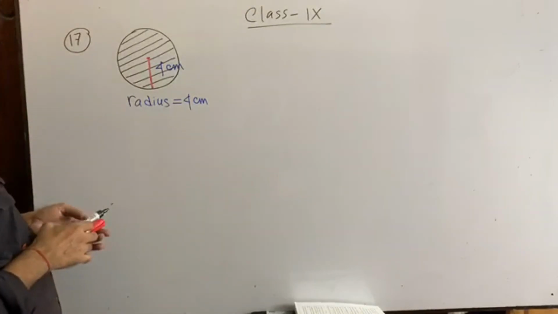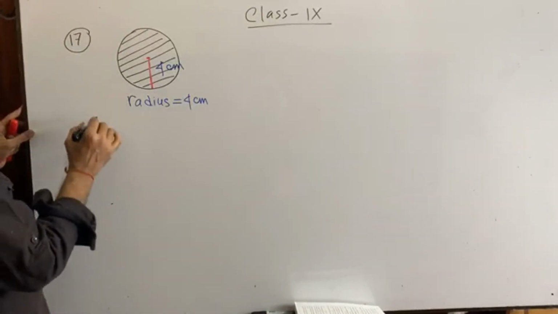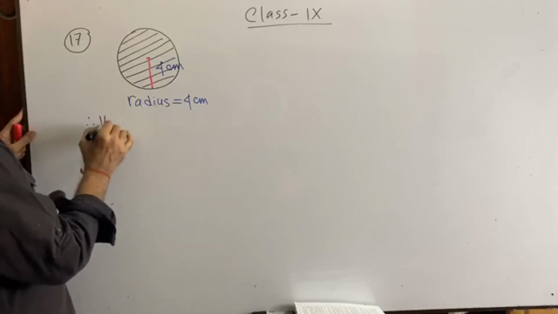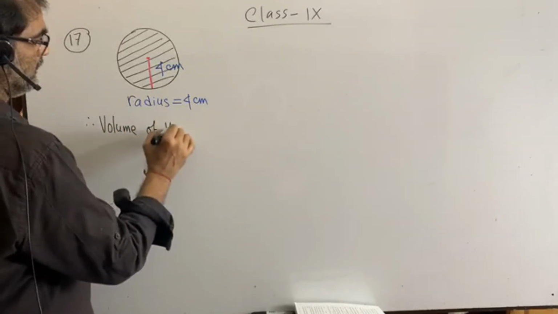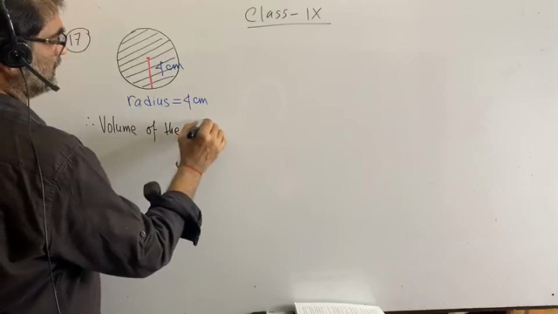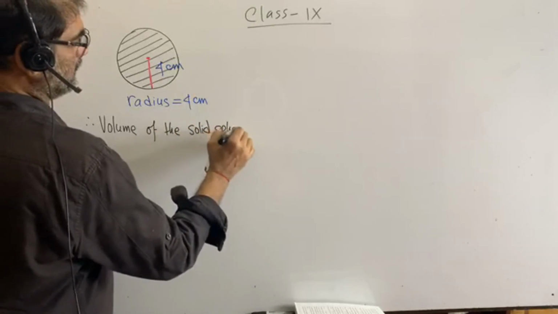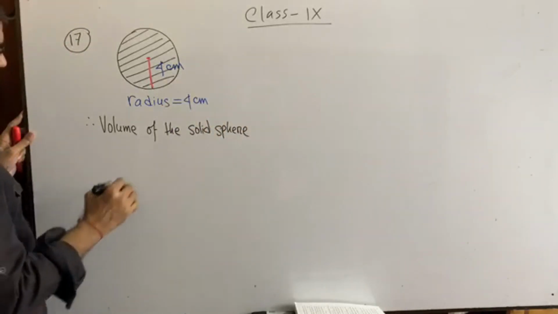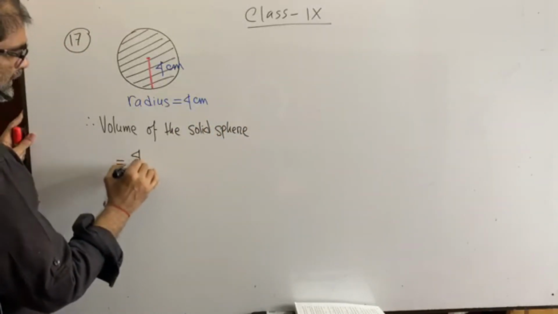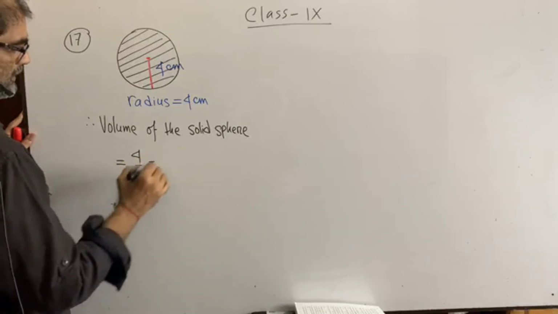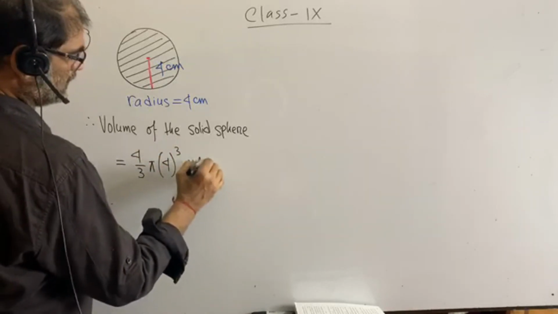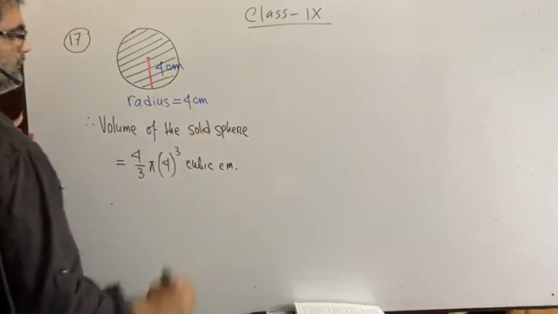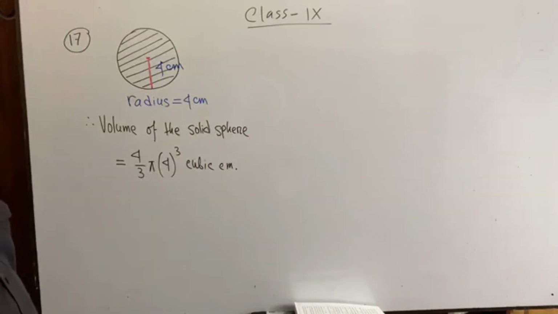Okay, we start. Now, can we find therefore the volume of the solid sphere is equal to what? What I told you, 4 by 3 pi a cube, cubic centimeter. Okay, what is the formula to find the volume of a sphere? 4 by 3 pi a cube, right?